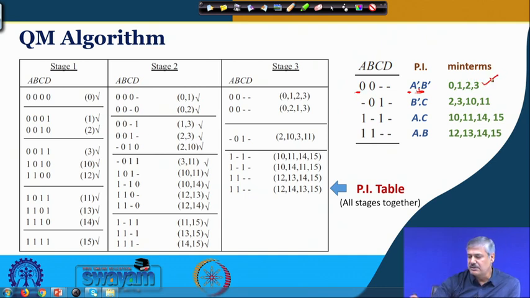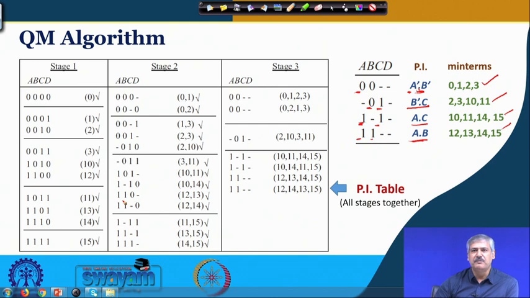covered by it are 0 1 2 3. Next, B C: B is remaining constant with 0 and C is remaining constant with 1. So, B prime C is the corresponding prime implicant. A is remaining constant with 1 and C is remaining constant with 1, so AC is the corresponding prime implicant. Finally, 1 for A and B, so AB is the prime implicant. The min terms that are covered are mentioned side by side. This is understood, how we are getting them.